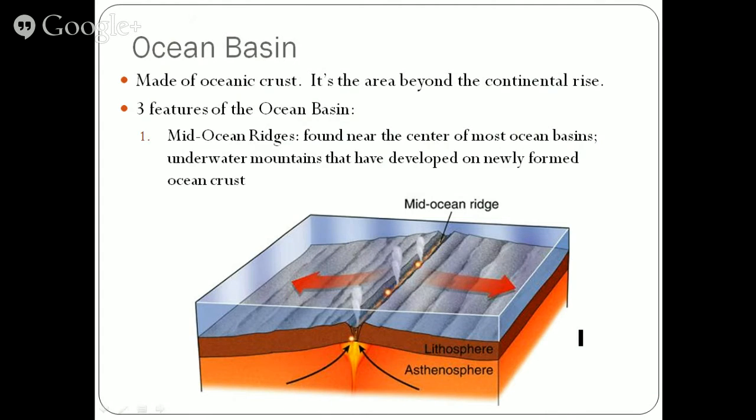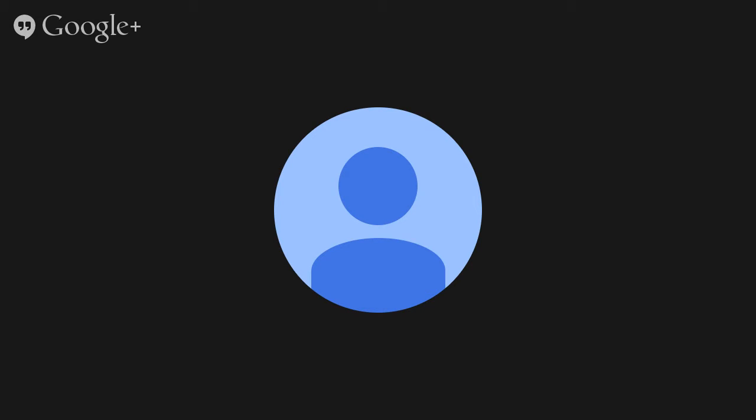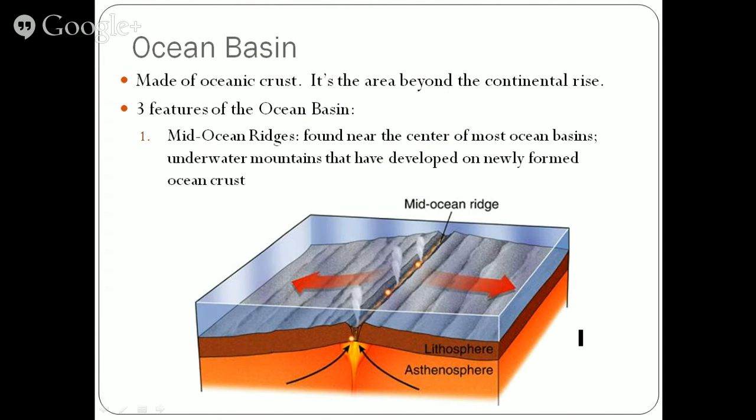Now, when we're talking about our ocean basin, it is made of oceanic crust. It's beyond the continental rise, and there are three features that we want to know about. The first one is the mid-ocean ridge. Now, we've already learned about the mid-ocean ridge when we were looking at plate boundaries. You have underwater mountains that usually form around here, and that's where your youngest oceanic crust is. It's also where your seafloor spreading is occurring, right here along your mid-ocean ridge.